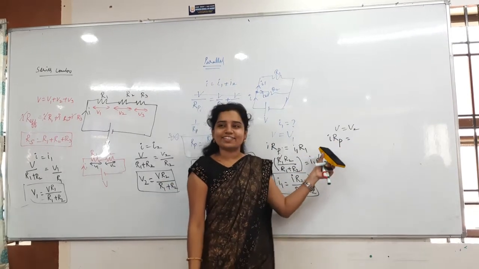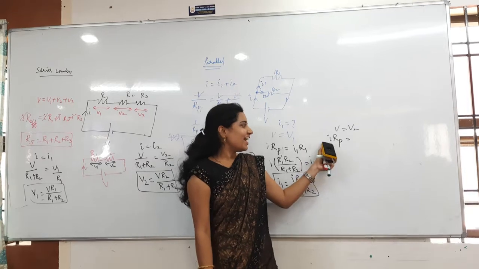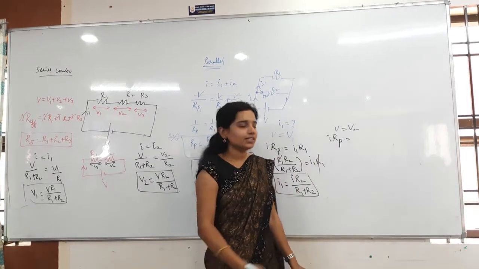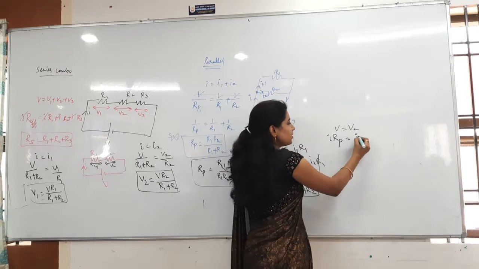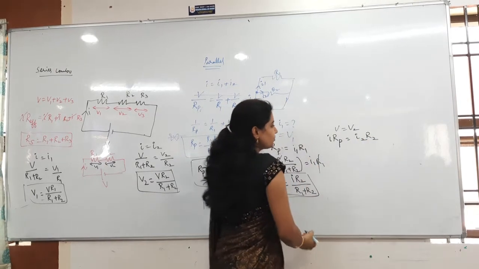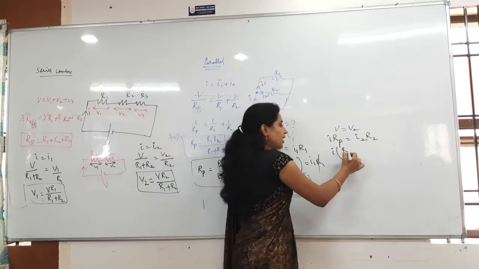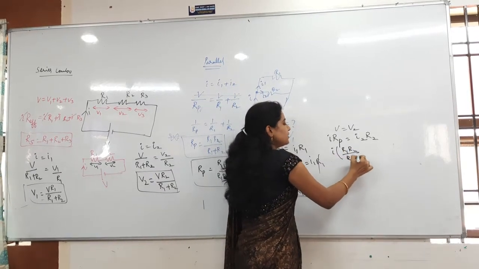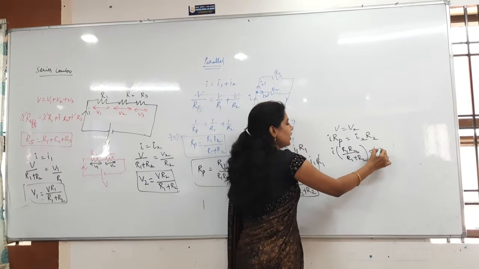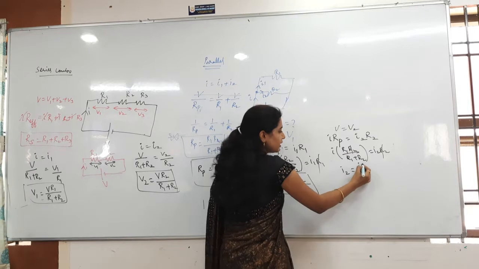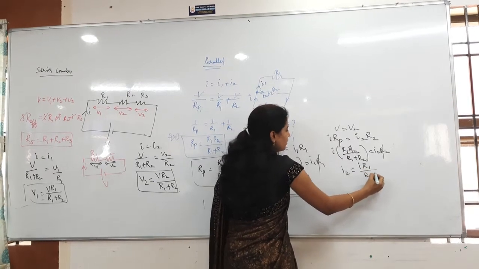So here I into RP, total current into total resistance only, that is equals to V2. V2 is equals to what here? I2 R2. Then I into R parallel is how much? R1 R2 by R1 plus R2 is equals to I2 R2. R2 gets cancelled. Then I2 is equals to what I can get? I R1 by R1 plus R2.